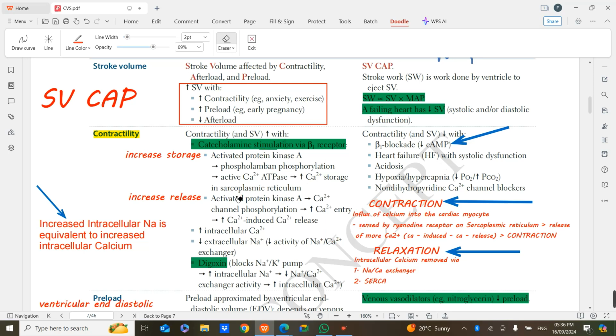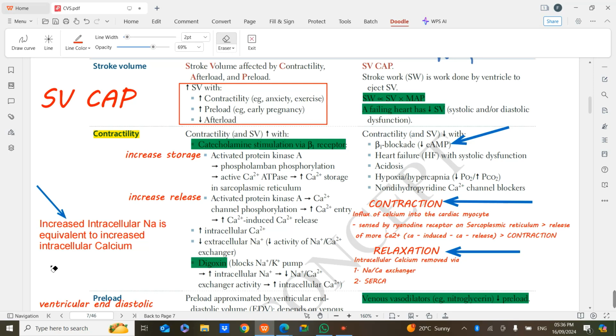What else, Festus? Are they likely going to ask us? And that is another concept. The concept is about this statement. I just want you, if by cramming you will cram it or just note it, that anytime there is increase in intracellular sodium, there will be equivalent increase in intracellular calcium. So you can look at it like increase in intracellular sodium is equivalent to increase in intracellular calcium.